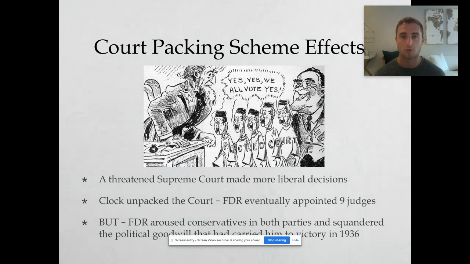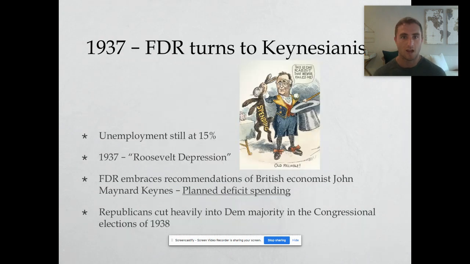But the Supreme Court is going to be threatened by this and start to listen a little bit more to the mandates of the public and what the public are saying. And because FDR serves 4 terms, the clock is going to unpack the court. FDR eventually appoints 9 judges in his 4 terms. So obviously that is an unpacking of the court.